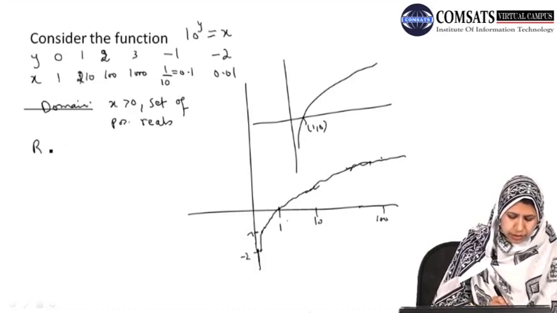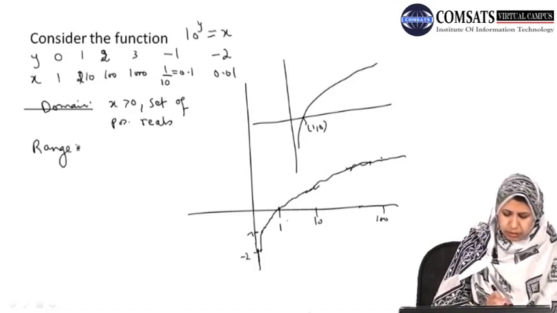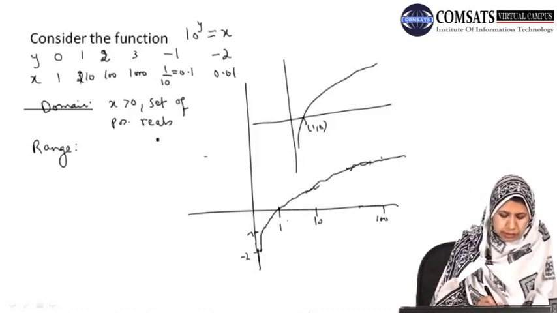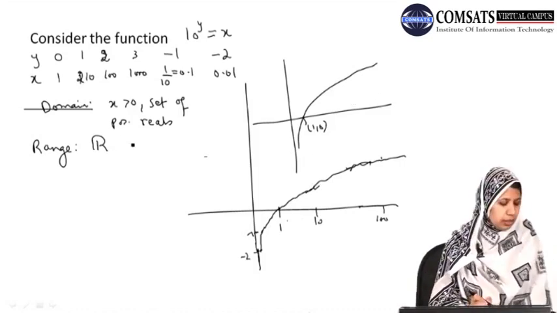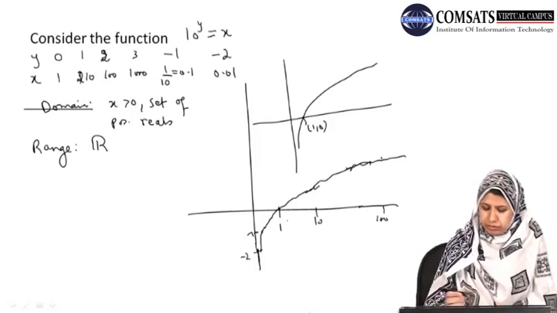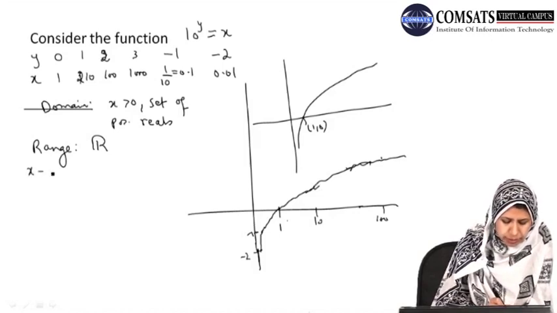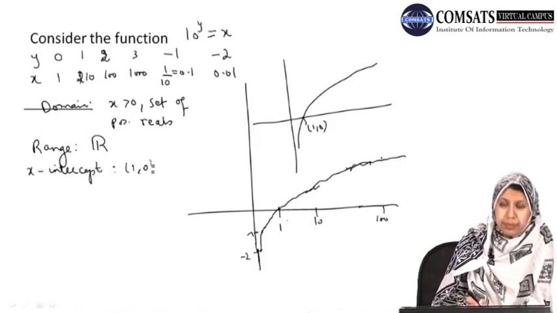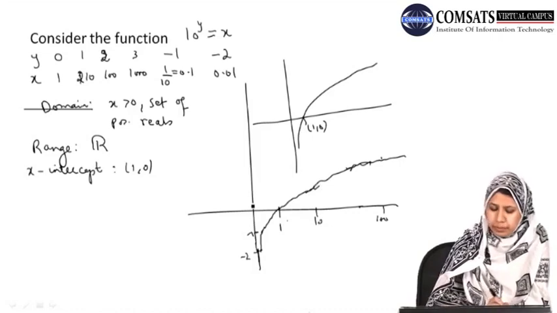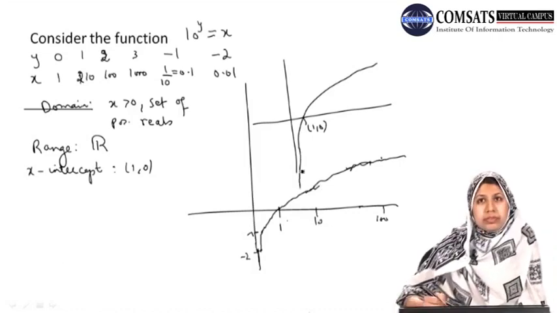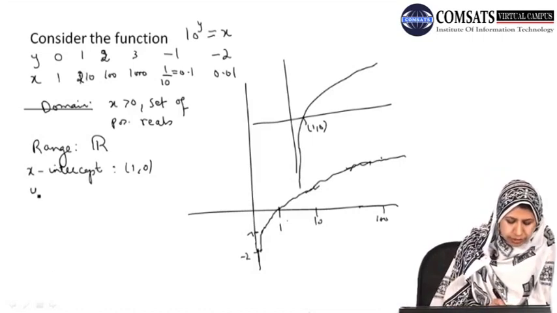Okay, our range in this case is, we have some positive values, some negative values as well. So the range is the whole real line. Do we have any x-intercept? Yes, the x-intercept is 1, 0. Do we have any y-intercept? No, the graph continues, but it never touches the y-axis.